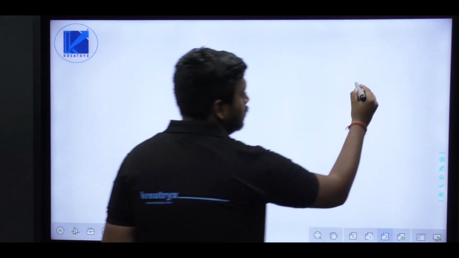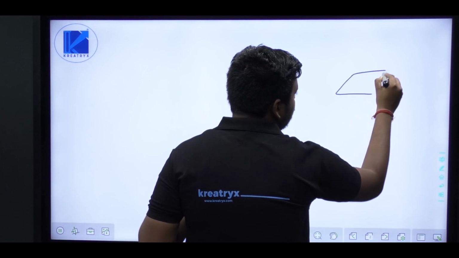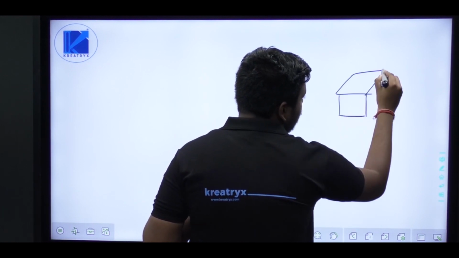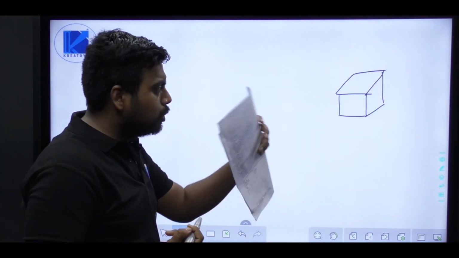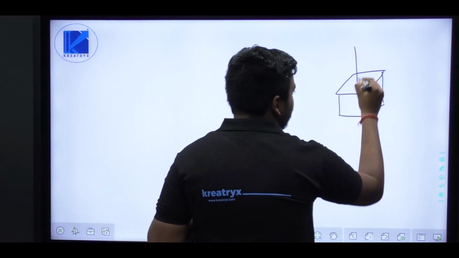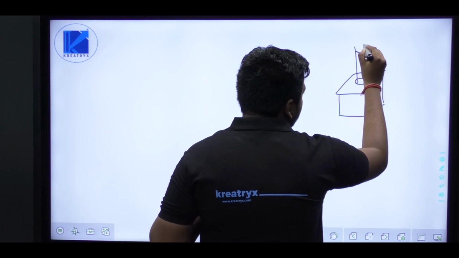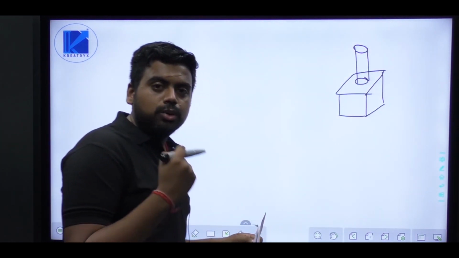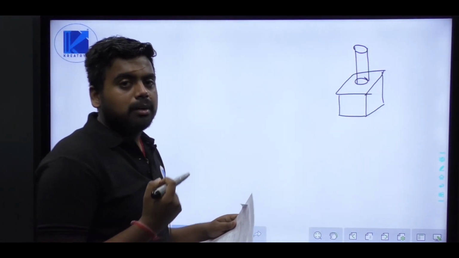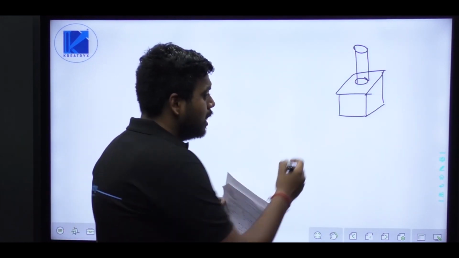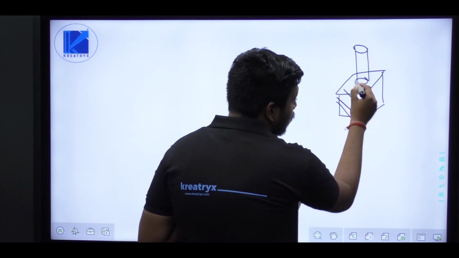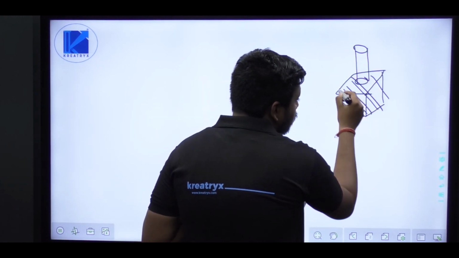So let's say this is a casting. I am taking it to be a cubical nature only, and I will try to explain the purpose of riser through top riser. So let's say this is a top riser. So why risers are basically used in a casting? Basically the purpose of riser is to compensate the shrinkage which happens in the casting while solidification.